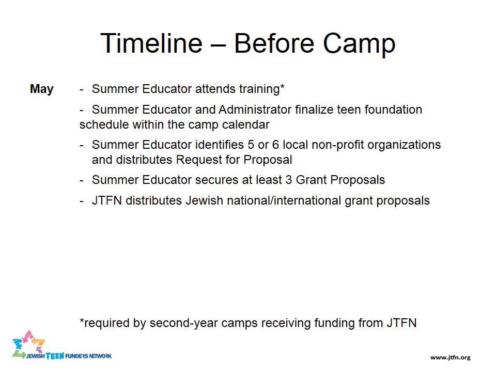The other thing to start thinking about soon is identifying 5 or 6 local nonprofits and distributing a request for a proposal to get back a grant proposal. You should secure at least 3 grant proposals, ideally before the summer starts. And then, at the same time, JTFN is going to distribute grant proposals from national and international Jewish organizations. We'll talk a lot more about that in the second half of this training.